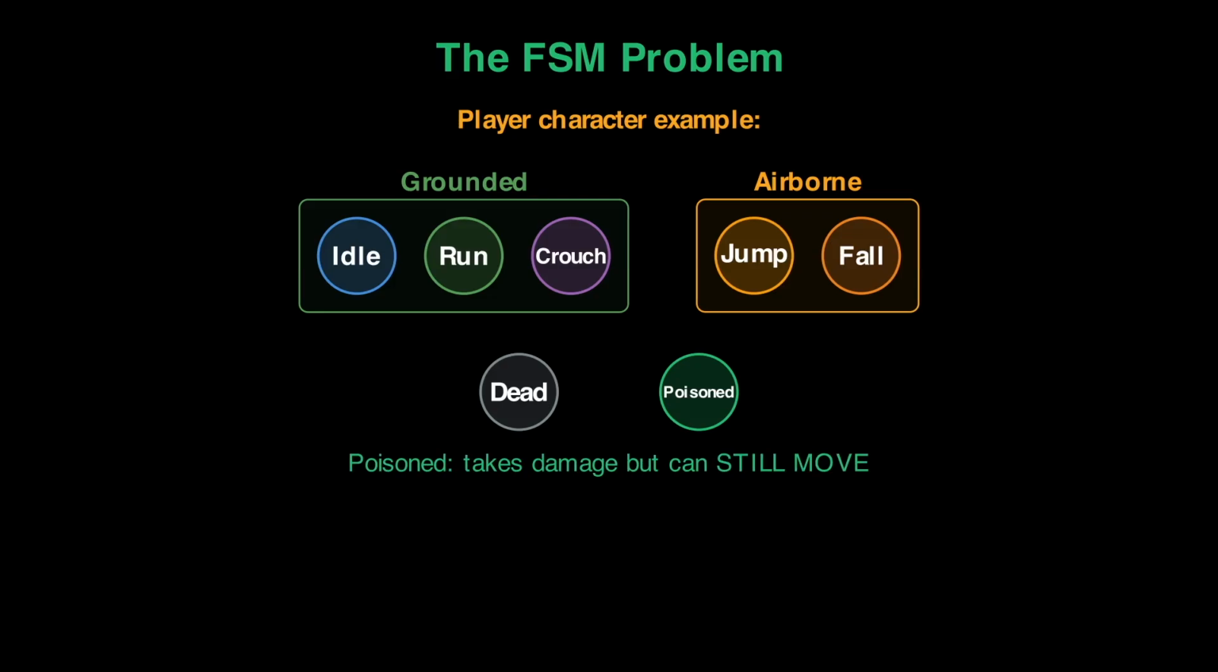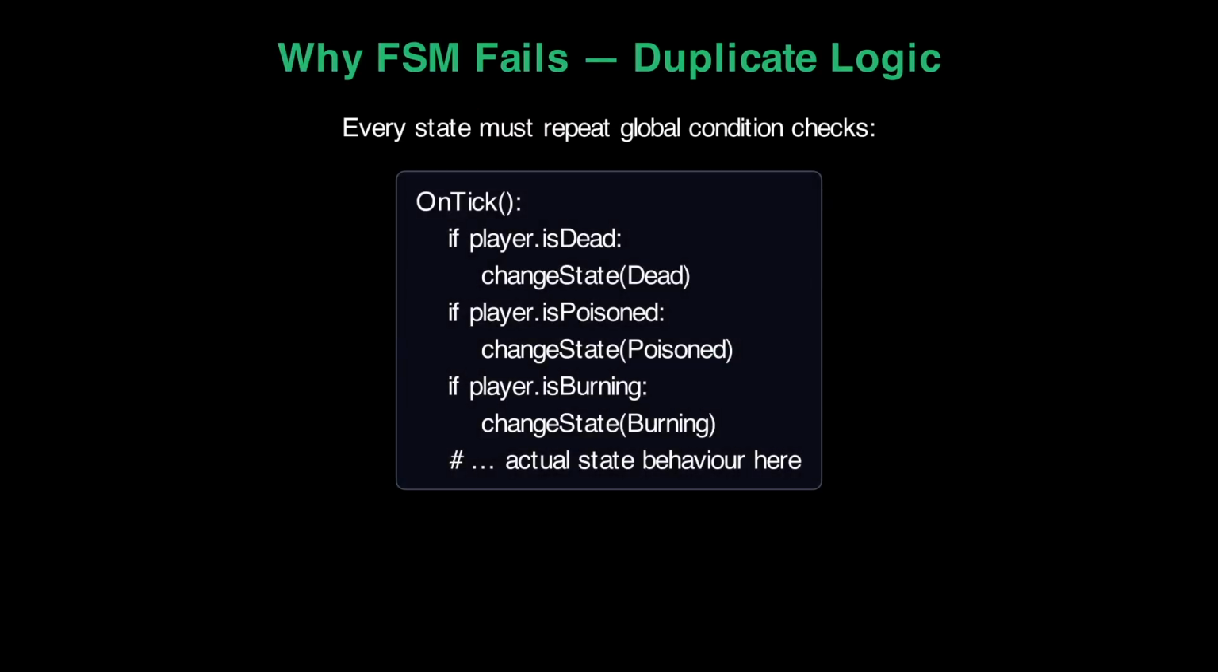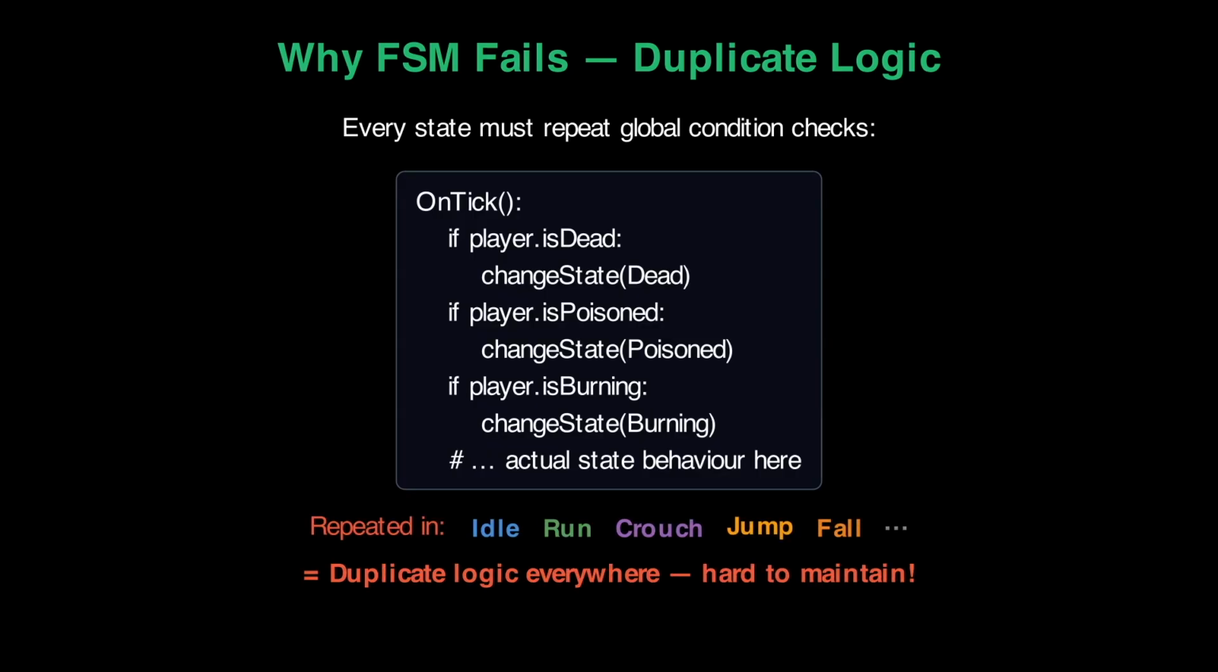The player being poisoned takes damage over time, but can still move. This means that the player can be poisoned while idling, running, jumping, or falling. And this is where FSMs start to fail. In FSMs, each state must check global conditions, such as death. So every state ends up doing something like this. This logic must be repeated in idle, run, crouch, jump, fall, and every new state you add. As a result, you get duplicate logic everywhere, which quickly becomes hard to maintain.